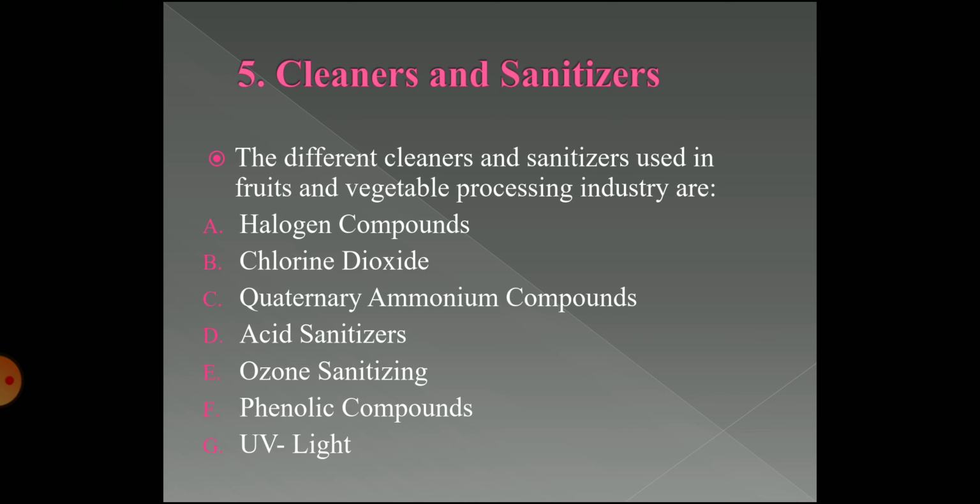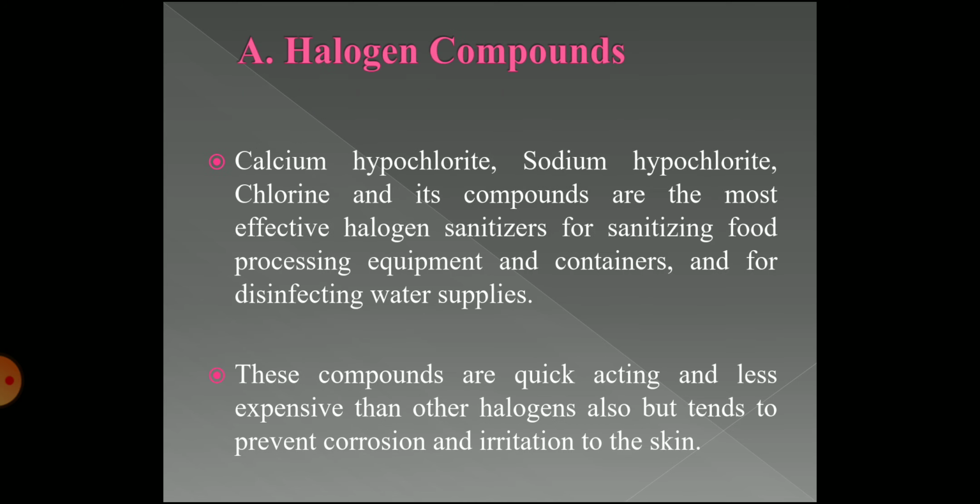Fifth subtitle is cleaner and sanitizer. The different cleaners and sanitizers used in the fruit and vegetable processing industry are halogen compound, chlorine dioxide, quaternary ammonium compound, acid sanitizer, ozone sanitizing, phenolic compound and UV lights. Halogen compound. Calcium hypochlorite, sodium hypochlorite, chlorine and its compounds are the most effective halogen sanitizers used in fruit and vegetable processing industry.